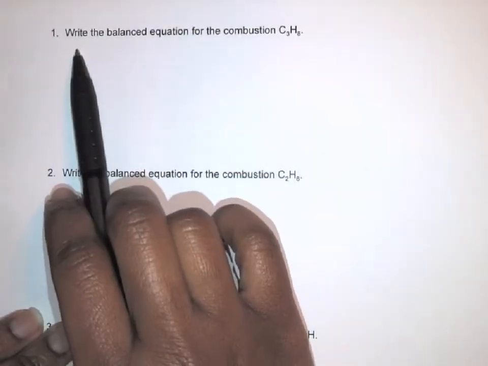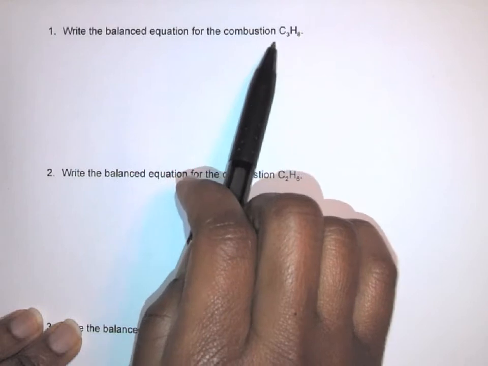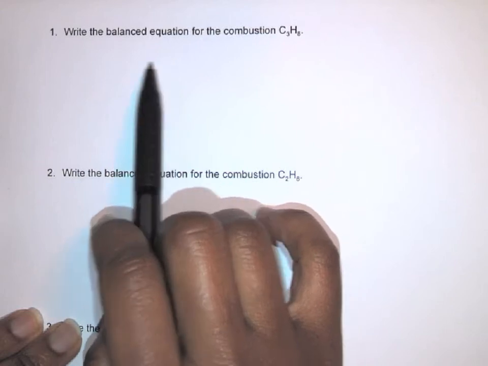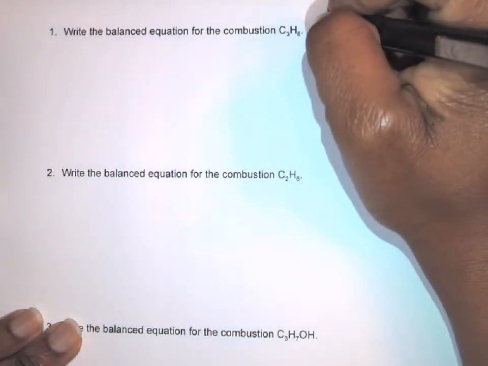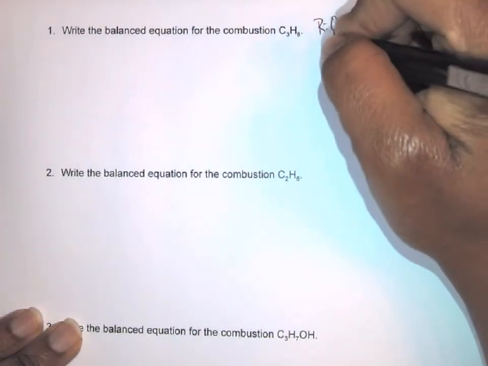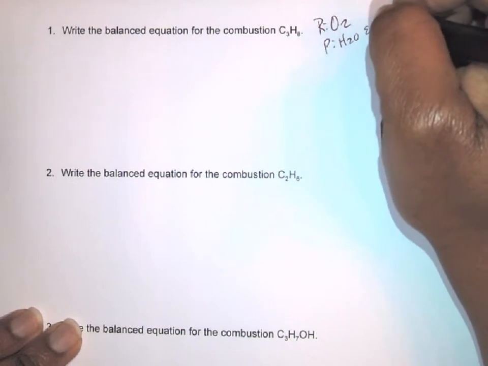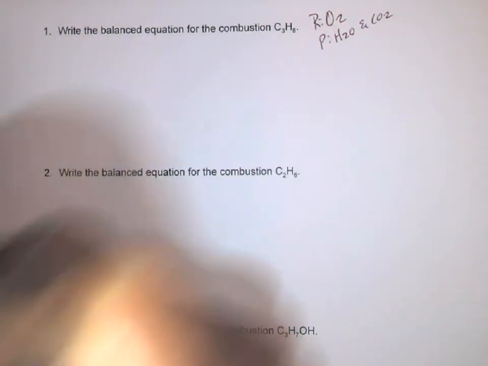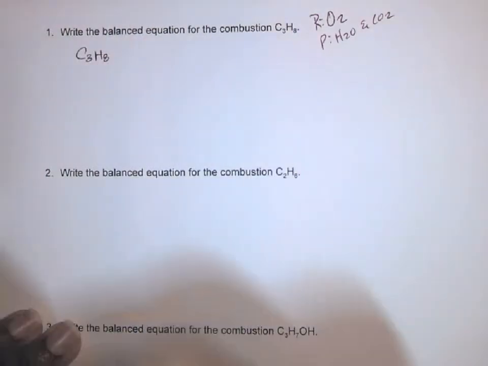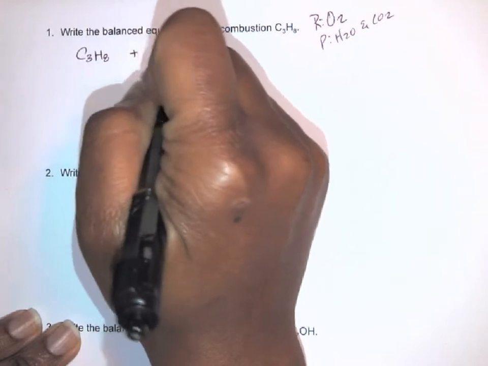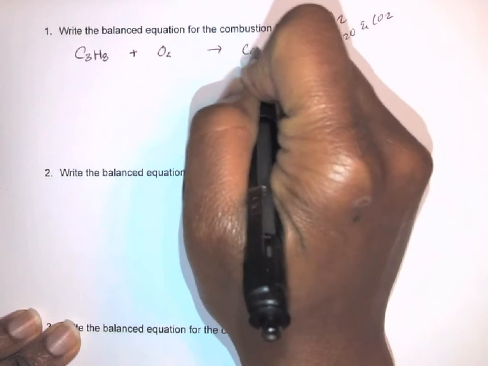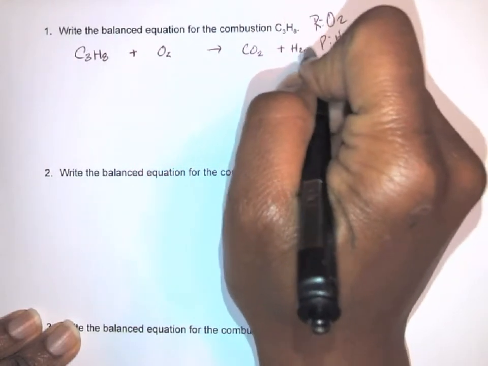So in this first example, they're asking us to write the balanced equation for the combustion of C3H8. First thing I need to do is write the unbalanced equation by knowing what my reactants or products are. And remember, for a combustion reaction, your reactants will always include O2, and your products will always be H2O and CO2. So what I'm going to do is write the C3H8, because that's my reactant as well, and then O2 as my reactant. Finally, I'll have CO2 and H2O as my products.